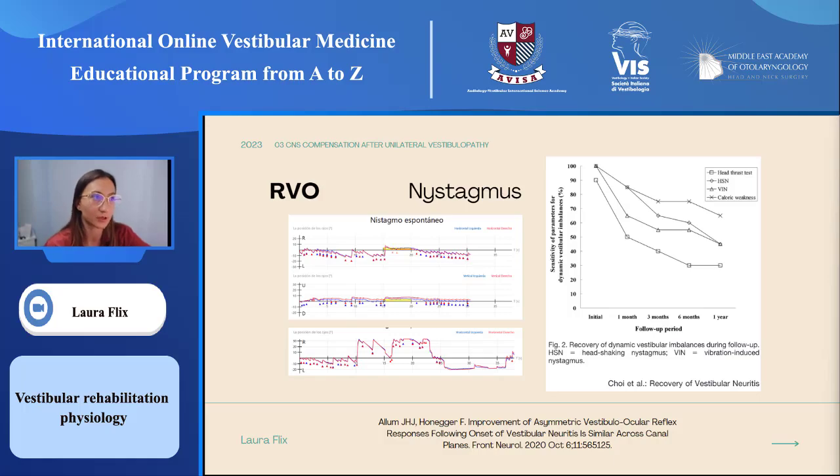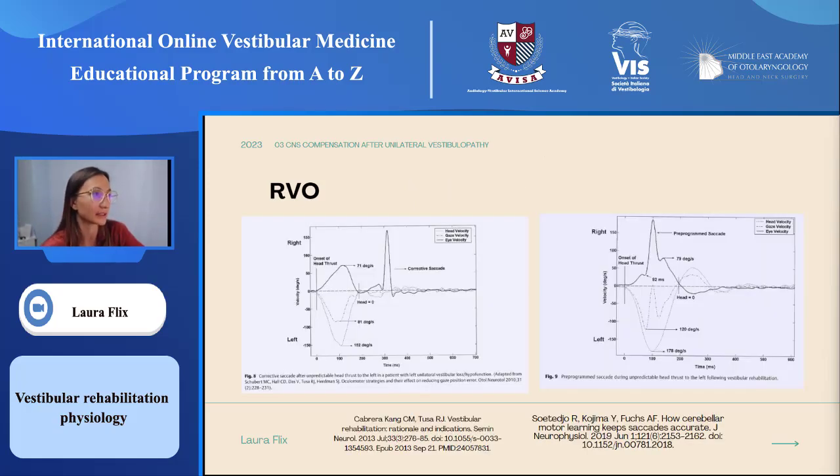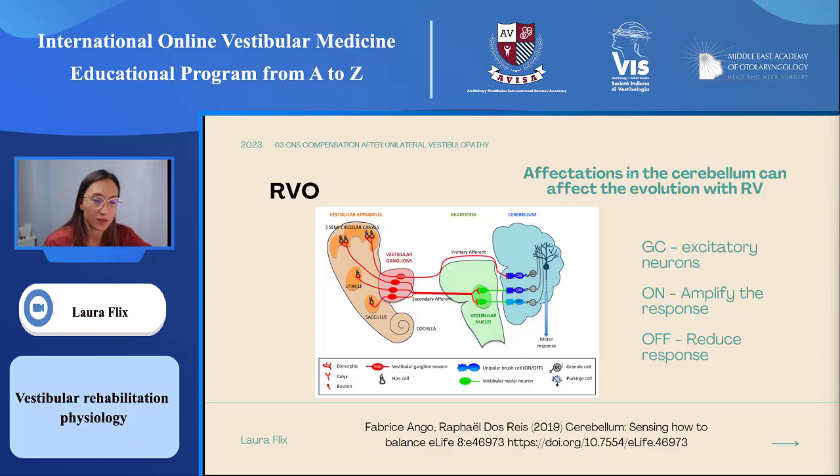All these variables related to the vestibulo-ocular reflex, such as head shaking nystagmus, vibration-induced nystagmus, the caloric test and the head impulse test, are going to have a better evolution with rehabilitation, no? And in this case, what we are going to look for is that this corrective saccade, this movement of the eye that is late relative to the head movement, goes at the same time as the head. Those changes are produced in different parts of the cerebellum and the brainstem, and that is why an affectation of the cerebellum can affect the evolution of vestibular rehabilitation, and that's a point that we should take into consideration.